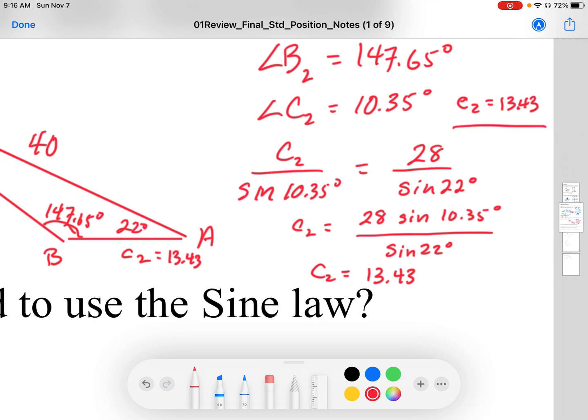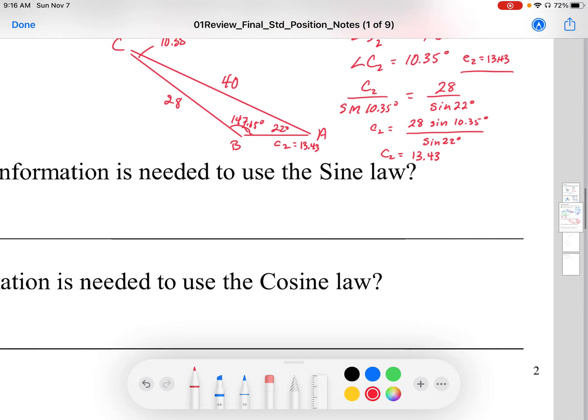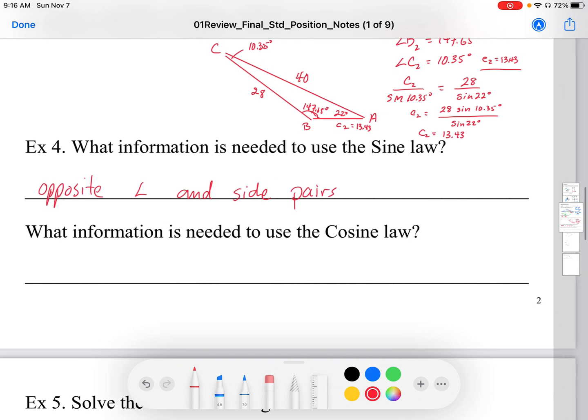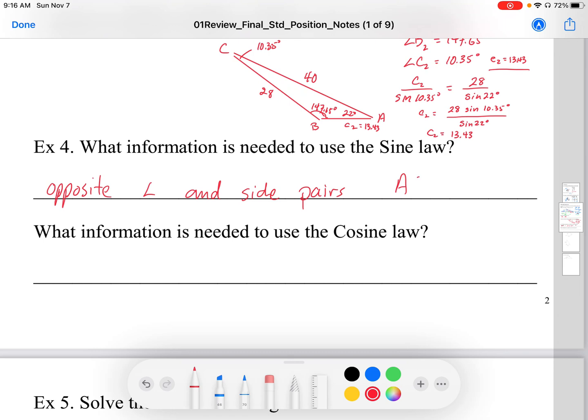Okay. So what information is needed to use the sine law? We need to have opposite angle and side pairs. Okay, and it could be either angle, side, angle, two angles and a side, or we can have angle, side, side.